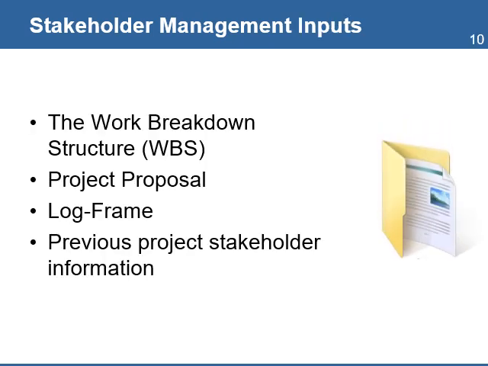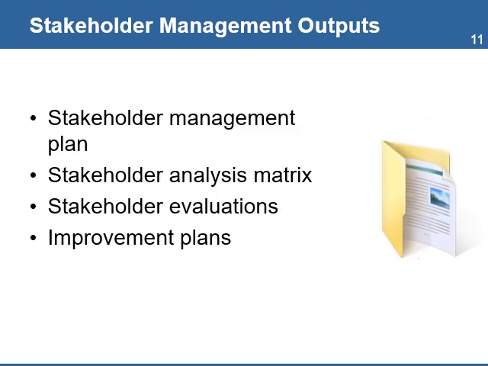Inputs for the project stakeholder manager include the following documents or sources of information: the work breakdown structure, the project proposal, the log frame, and any information from past projects on the same stakeholders your project will be engaging with. The project team will use the above information to develop 3 important documents for the project: the stakeholder management plan, the stakeholder analysis matrix, stakeholder evaluations, and improvement plans.